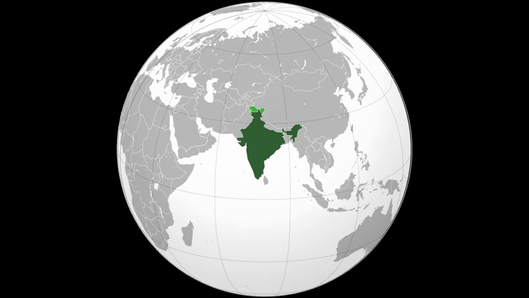Officially, the Republic of India is a country in South Asia. It is the second most populous country, the seventh largest country by land area, and the most populous democracy in the world. Bounded by the Indian Ocean on the south, the Arabian Sea on the southwest, and the Bay of Bengal on the southeast. It shares land borders with Pakistan to the west, China, Nepal, and Bhutan to the north, and Bangladesh and Myanmar to the east.